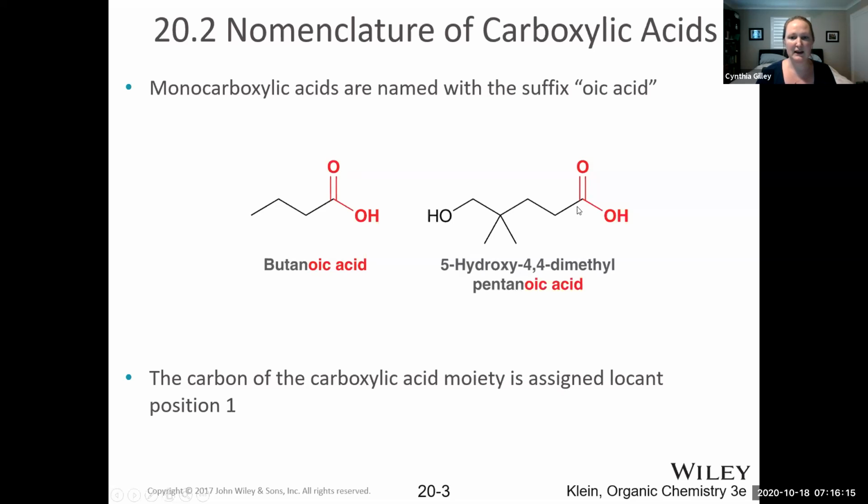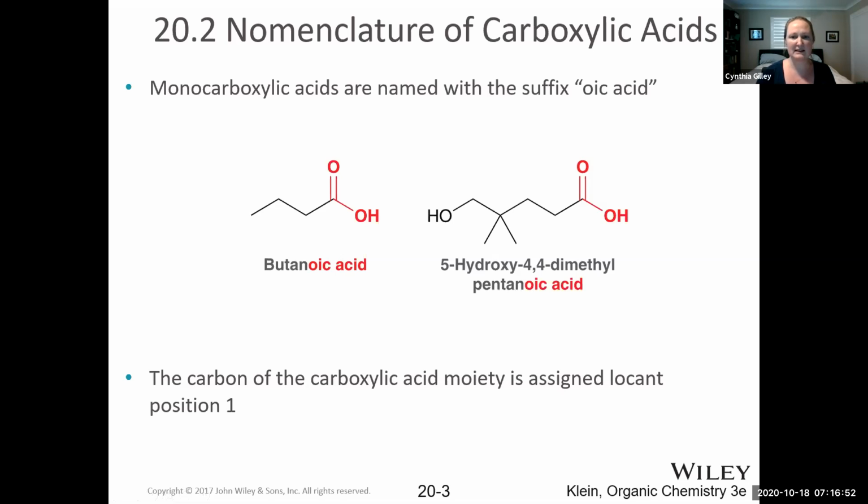Carboxylic acids have a very high priority in terms of nomenclature. They have a higher priority than, for example, alcohols. So we would give priority to the carboxylic acid, name the molecule as a carboxylic acid, and also start the locant at the carboxyl carbon, which would be this one, right? And then count towards the longest carbon chain, including the alcohol functional group. And this would end up 5-hydroxy 4,4-dimethyl pentanoic acid.